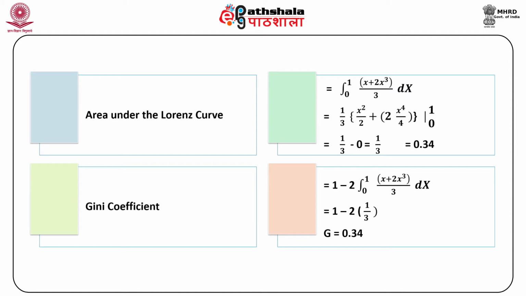Similarly, Gini coefficient is equal to 1 minus 2 integral 0 to 1 of (x plus 2x cube) upon 3 dx and is equal to 0.34.